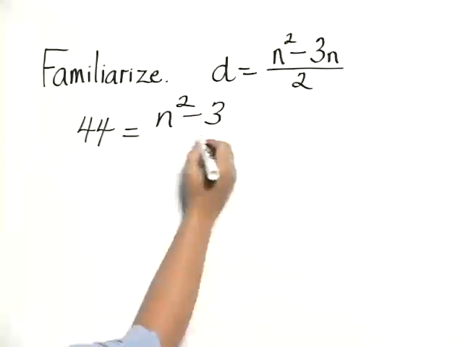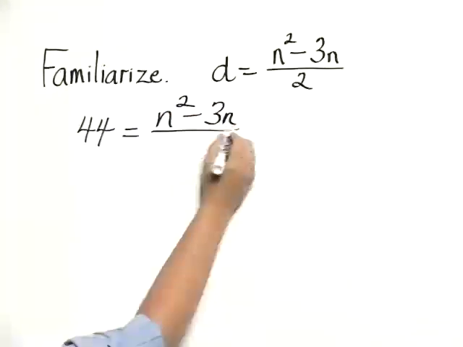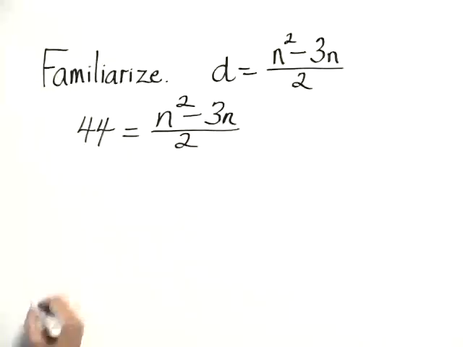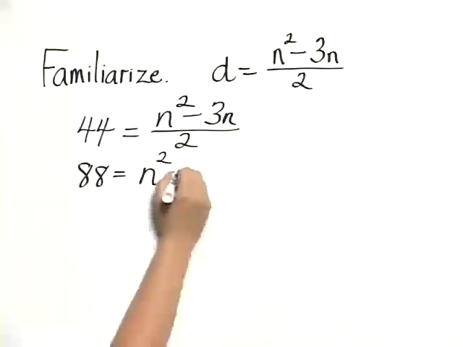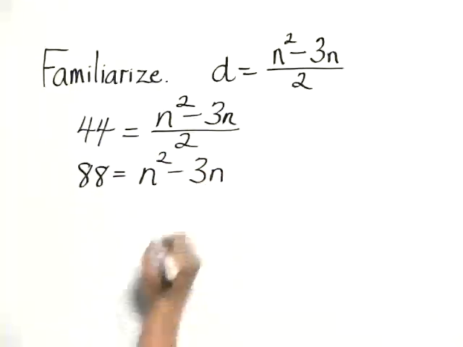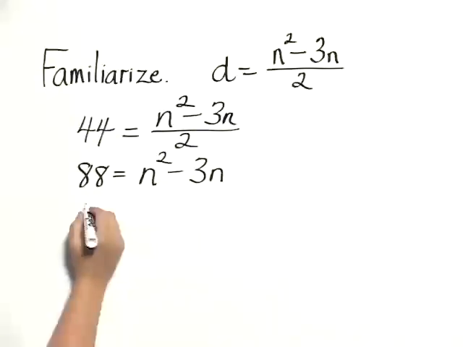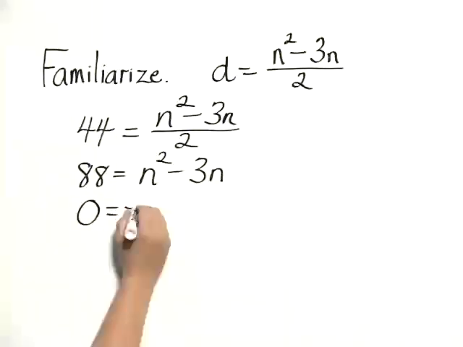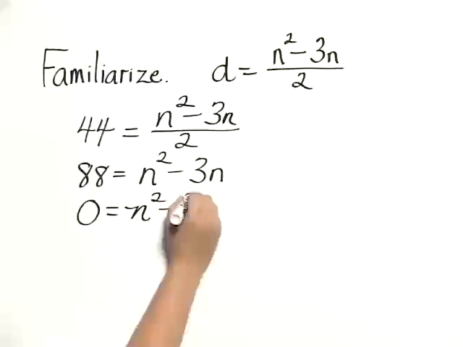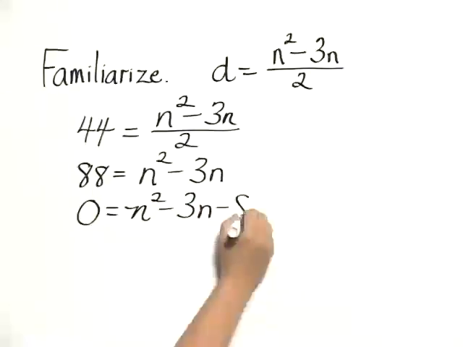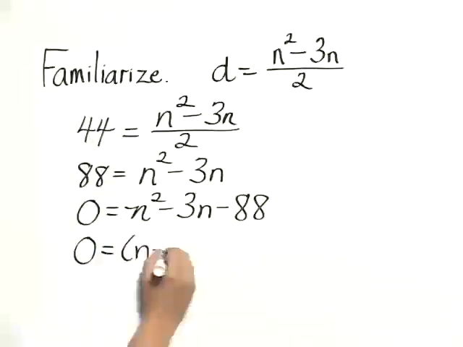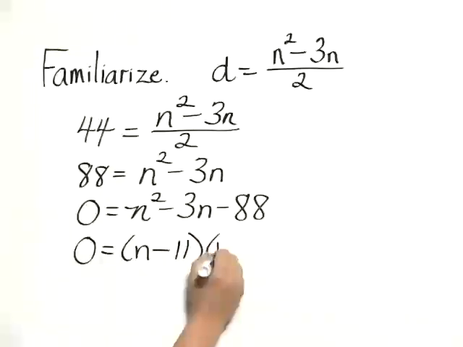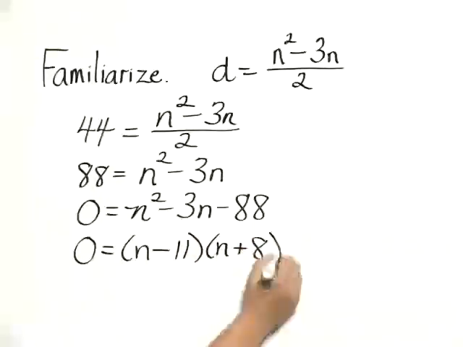So we have 44 equals n squared minus 3n over 2. And we multiply both sides by 2, and we get 88 equals n squared minus 3n. This is a quadratic equation, so we get 0 on one side, and we have n squared minus 3n minus 88. And this factors. It factors as n minus 11 times n plus 8.